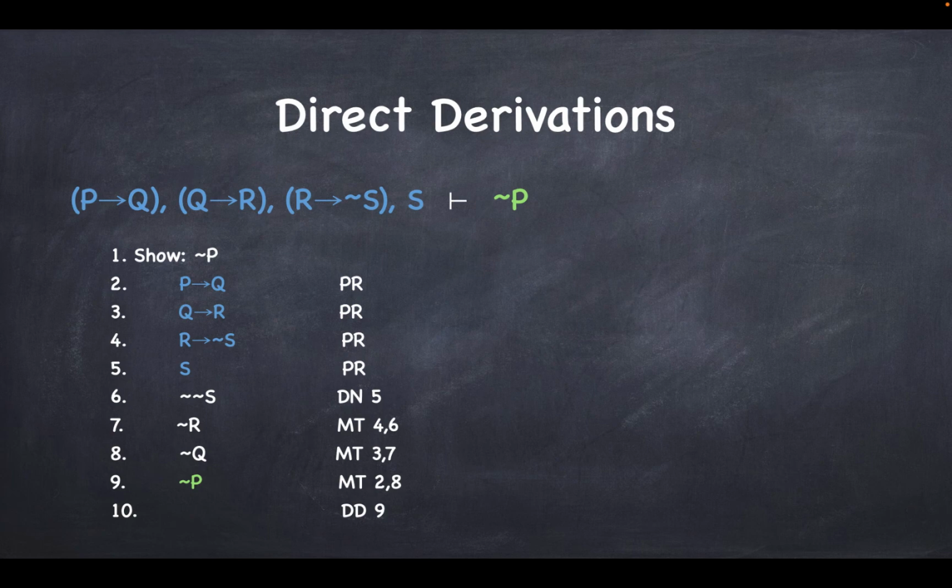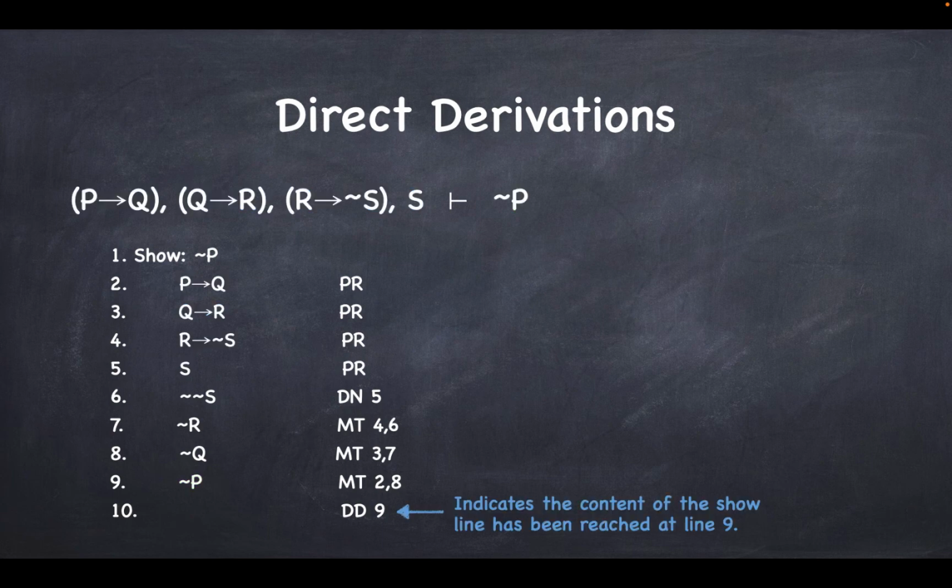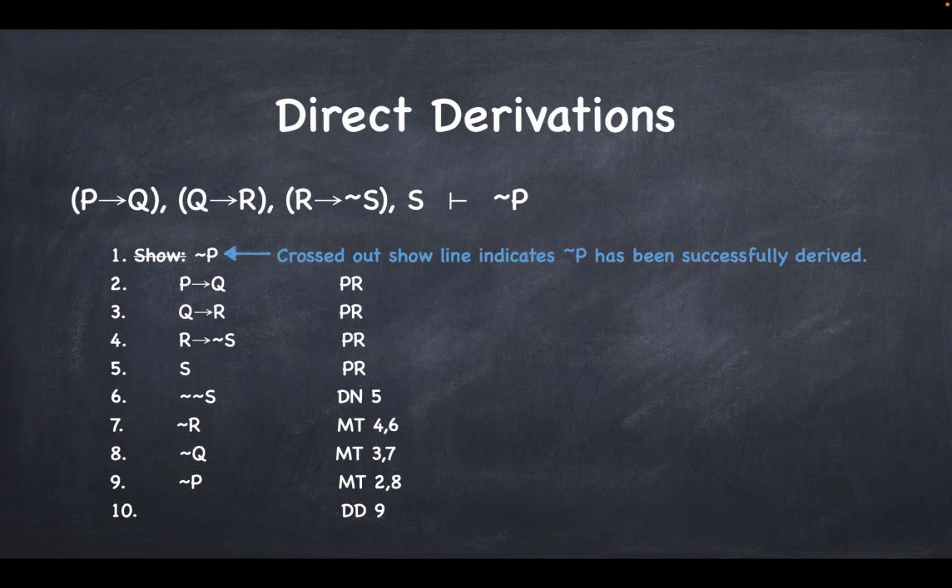Yeah, so you can see premises, and then we've got additional steps, but they're all valid inferences. So once we got to the conclusion, we've proven that those premises validly imply that conclusion. And once you've done your DD9, you can cross out your show line, which just shows I've fulfilled the promise that I made at the beginning. I did show what I said I was going to show.